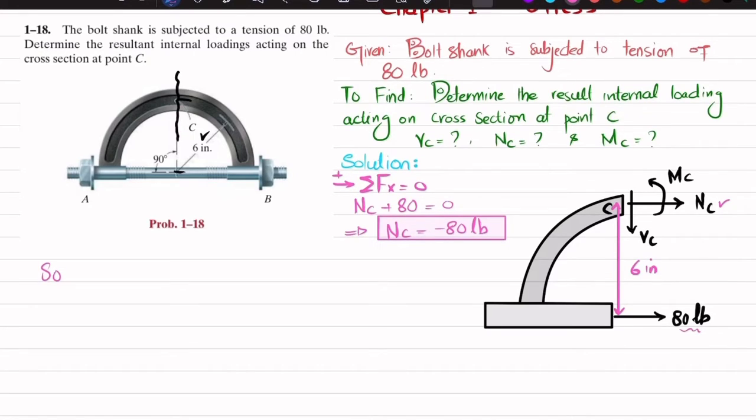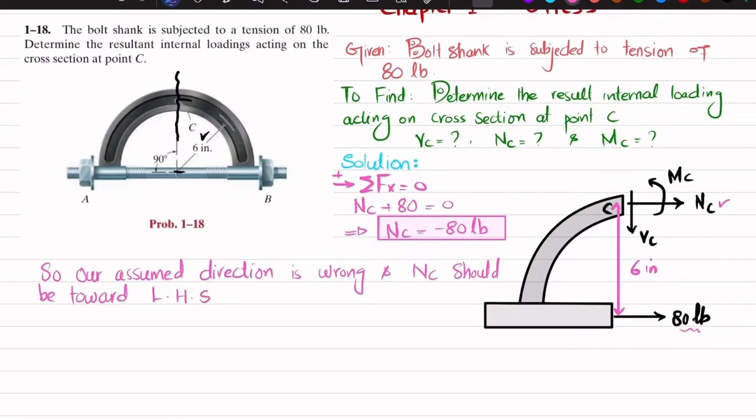So our assumed direction is wrong and NC should be towards left hand side. But the magnitude of NC is 80 pound.